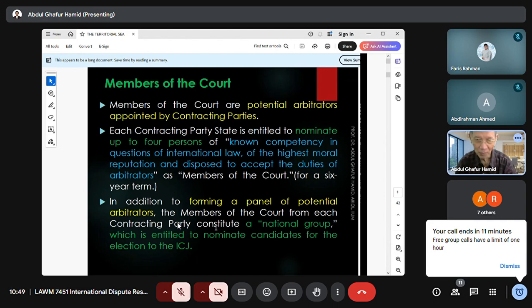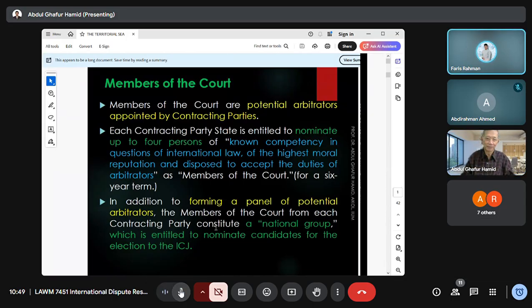So the national group in the PCA, chosen by each and every contracting state, constitutes a national group, and this national group can nominate candidates for the election of the ICJ. Any question on that point? Okay. You relate this to next week's class on the election of judges to the ICJ.